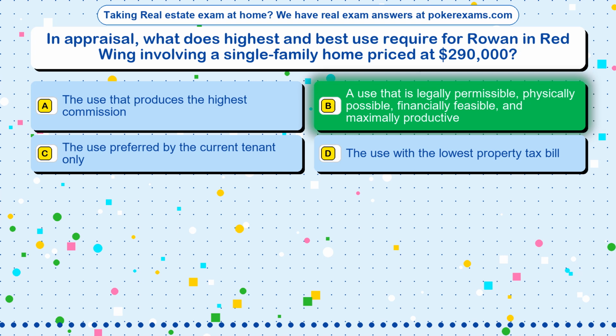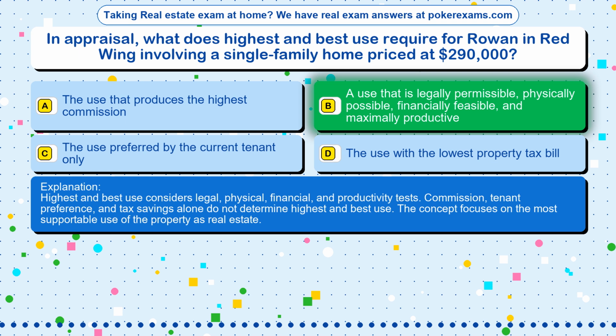The correct answer is option B, a use that is legally permissible, physically possible, financially feasible, and maximally productive. Highest and best use considers legal, physical, financial, and productivity tests. Commission, tenant preference, and tax savings alone do not determine highest and best use. The concept focuses on the most supportable use of the property as real estate.